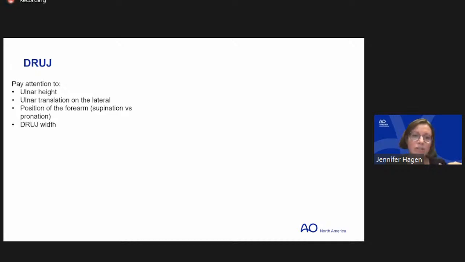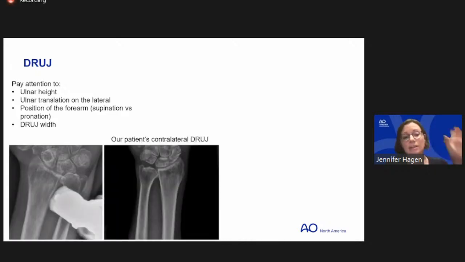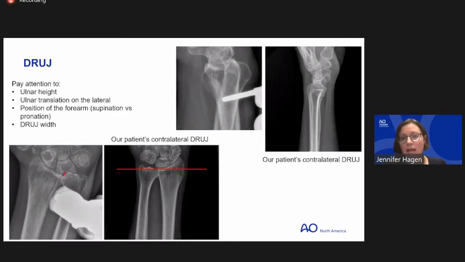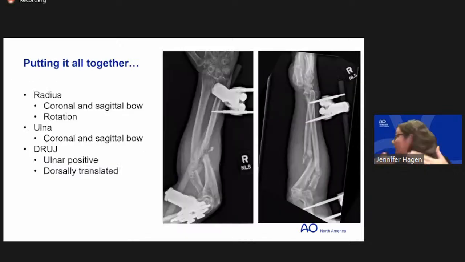So again, DRUJ, we'll talk more about the wrist. The image on the left is the malunited patient that we're looking at. The image on the right is their actual contralateral DRUJ, knowing that they also had a fracture there. If you look at them, they're relatively ulnar neutral on the right, and we have ulnar positivity on the side that we want to fix. And then when you look at them on the lateral, obviously we've got some pretty substantial posterior translation of the ulna.